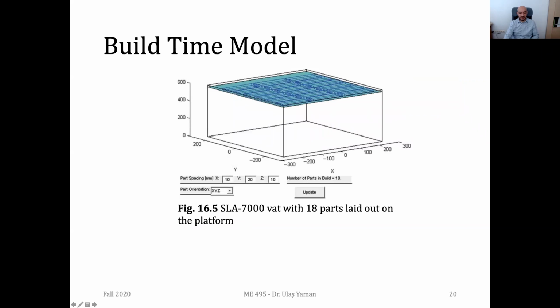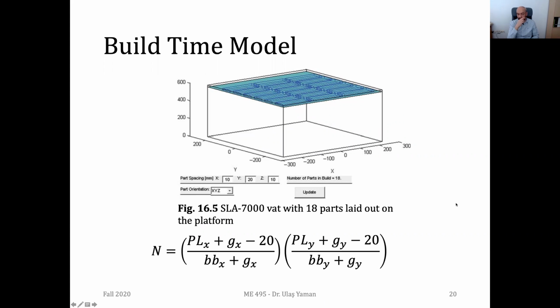Here you see the example. For instance, we have an SLA system, SLA 7000, one of the earlier versions. We have 18 parts laid out on this plate. And how many products we can produce, we can obtain by simply, this part is responsible for the number of parts we have on the x-axis. This is for the number of parts we have on the y-axis.